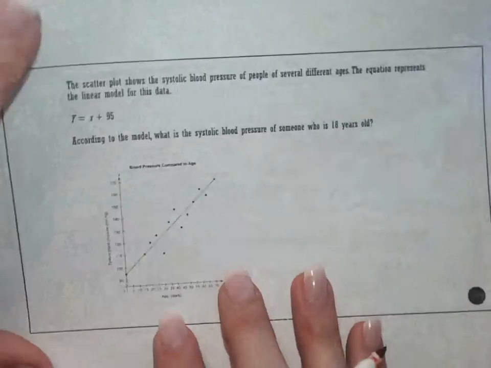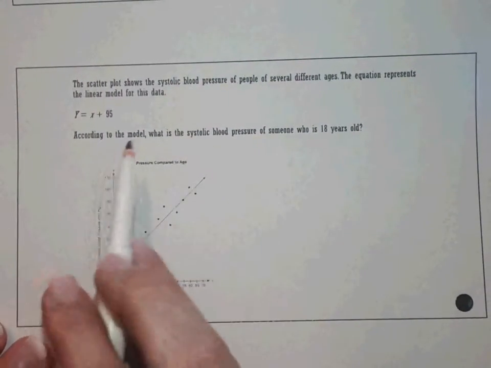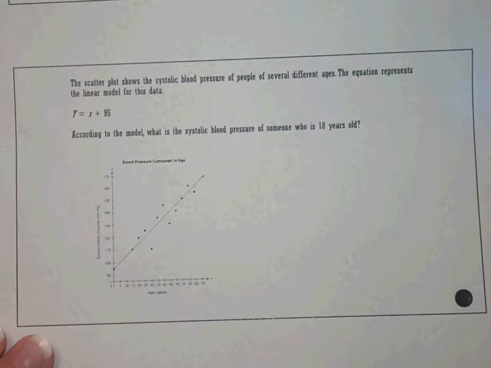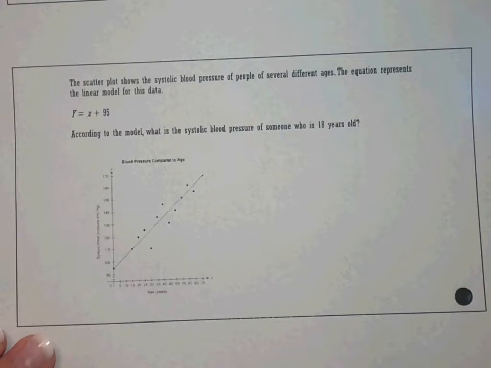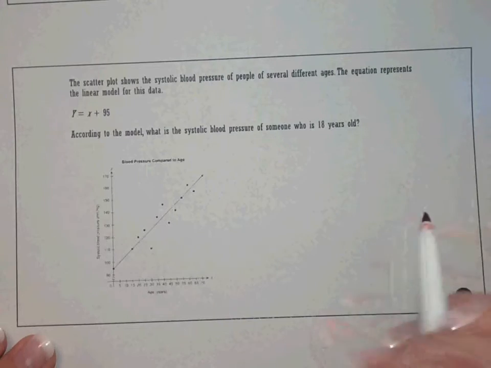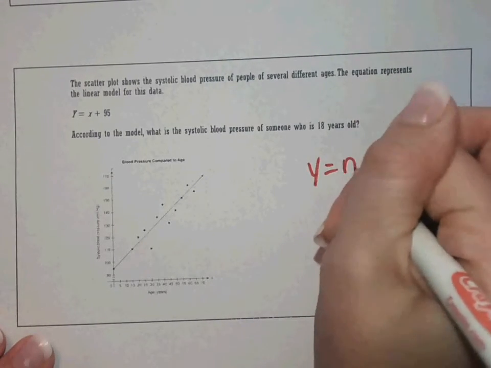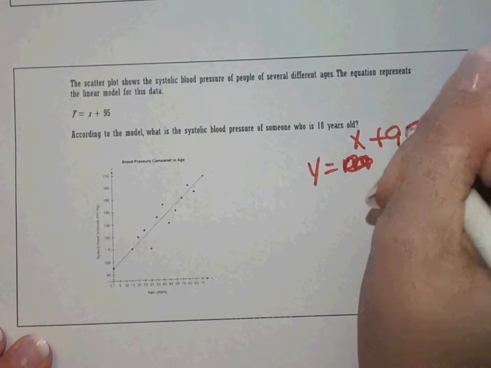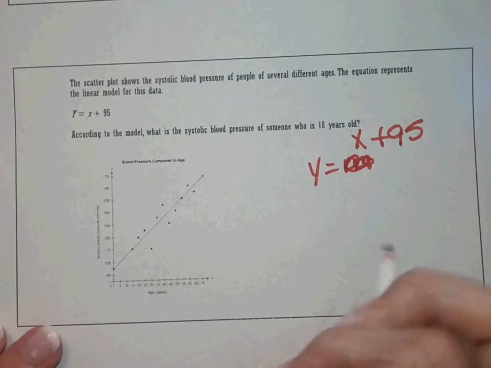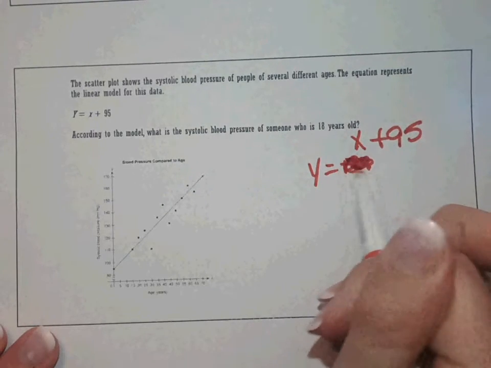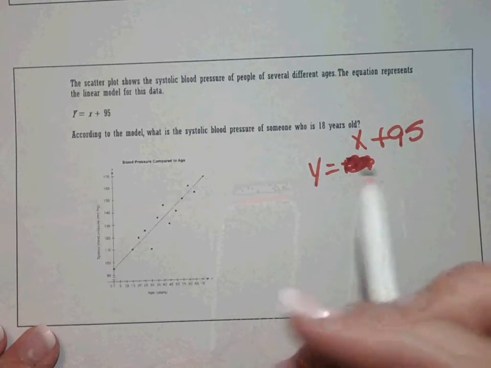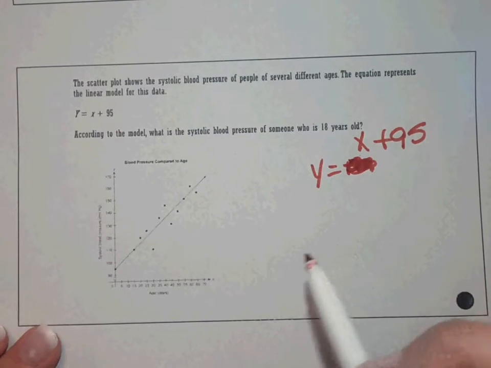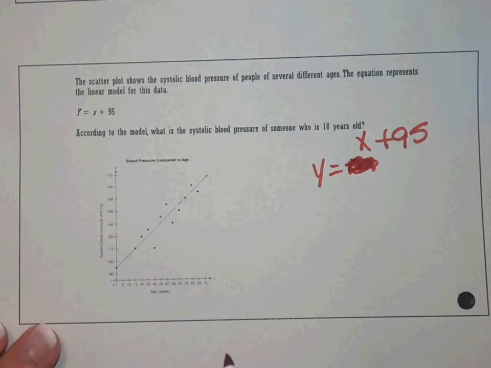Okay, so we're going to look at this last one down here. The scatter plot shows the systolic blood pressure of people of several different ages. The equation represents the linear model for this data. So we've got y equals x plus 95. I tried to write the slope-intercept form there. According to the model, what is the systolic blood pressure of someone who is 18 years old?